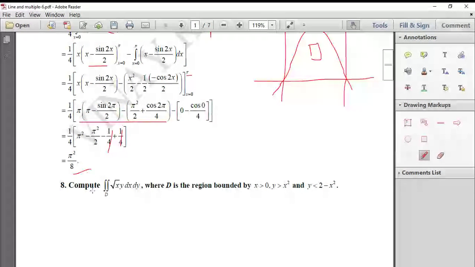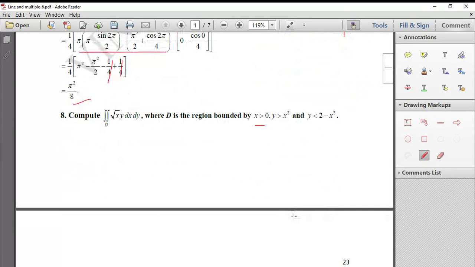Now let us see one more problem. Compute the double integral of root x into y over the region D, where D is the region bounded by the curves x greater than 0, y is greater than x square, and y is less than 2 minus x square. Let us see. First of all, you have to find the point of intersection of these curves, where they will intersect. That you need to see first.